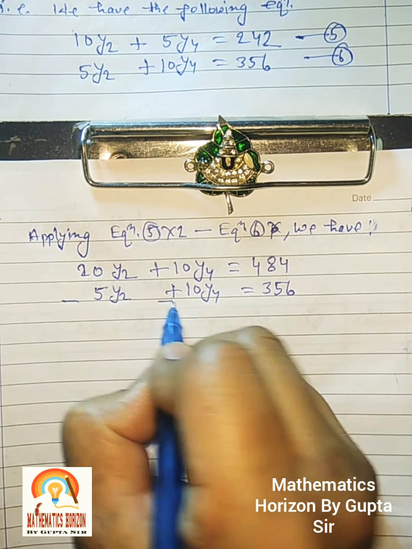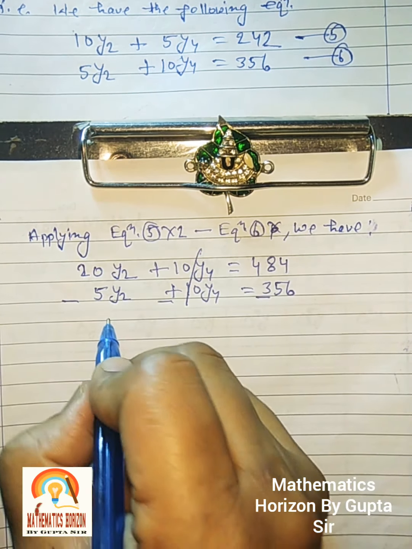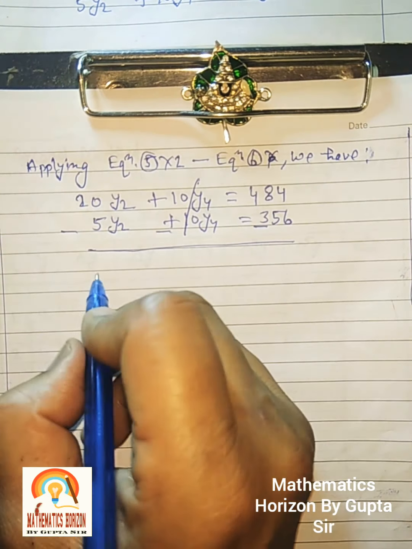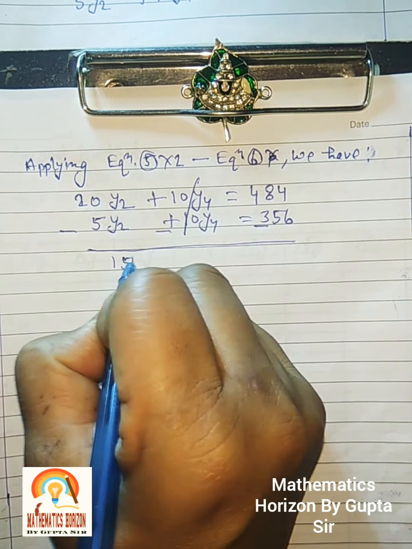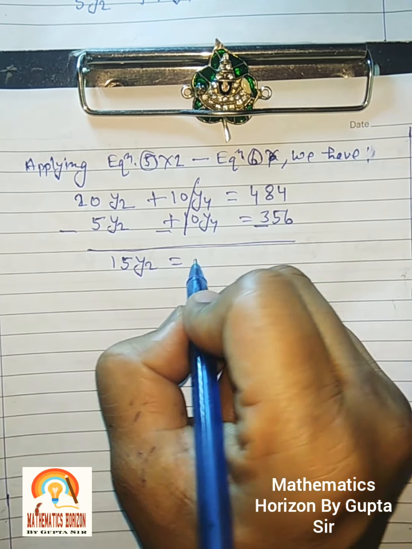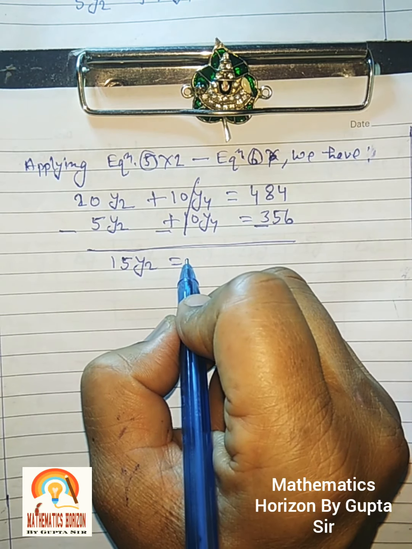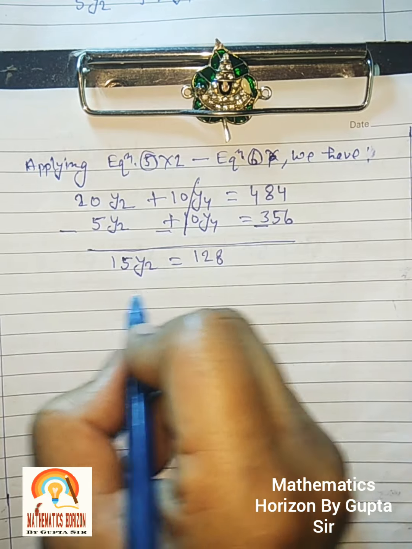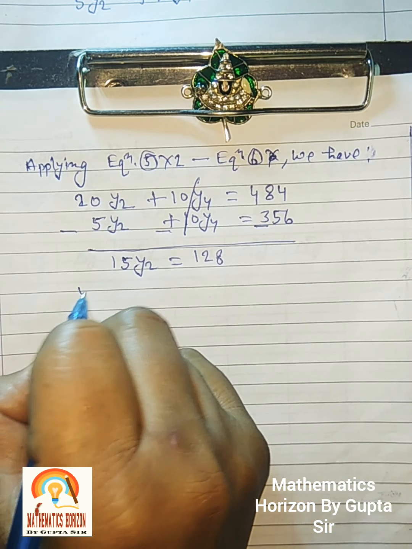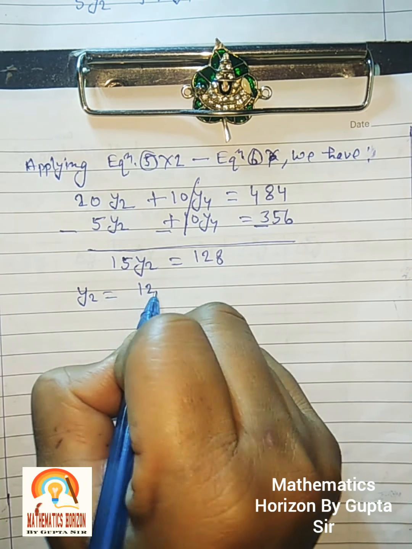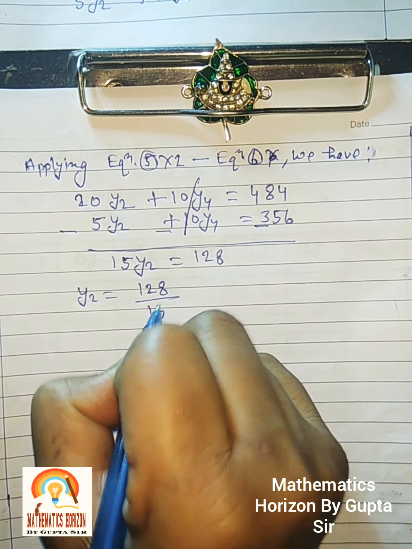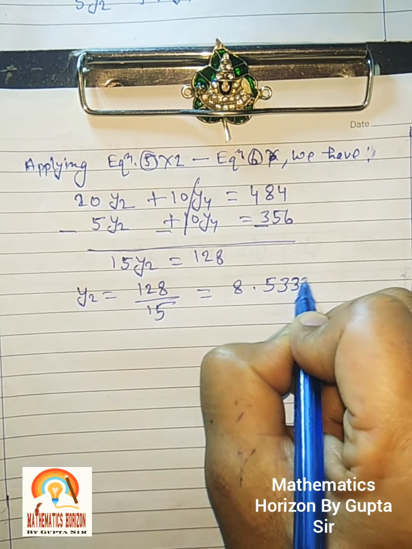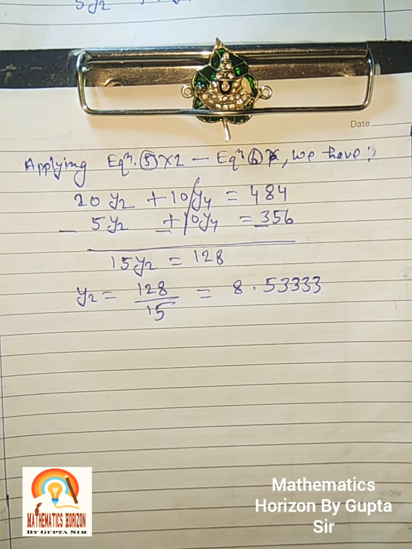Now subtracting, these two terms will cancel out. What we get here is 15y2 is equal to 128, this minus this means 128. That is y2 equal to 128 upon 15, that is 8.533 approximately.